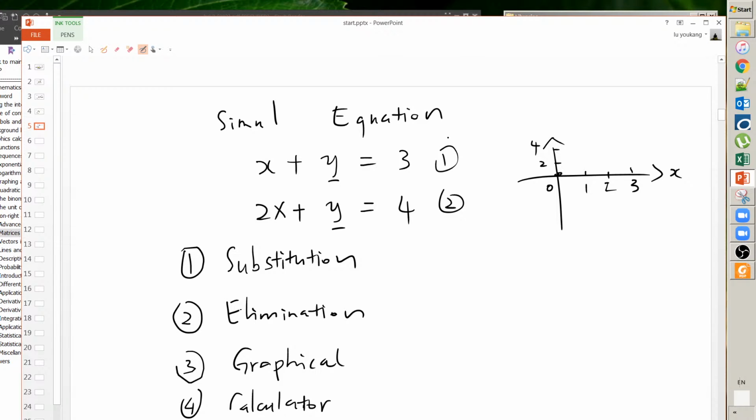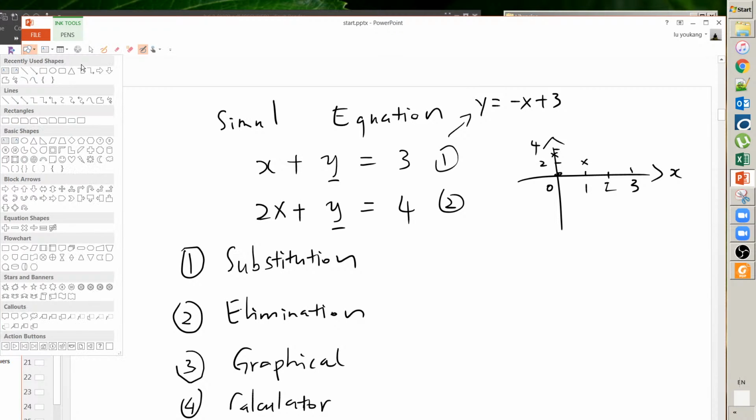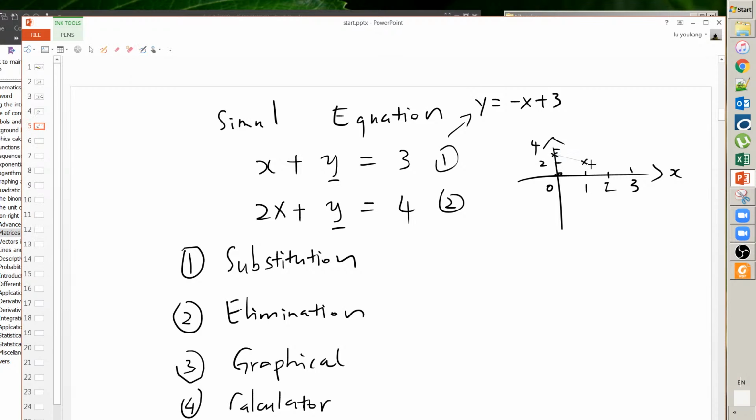This equation, if you change it to y equals minus x plus 3, how do you draw this? When x equals 0, you are supposed to get y equals 3, so it's somewhere here. When x equals 1, your y is 2, so it's here. So with 2 points, you can already draw your equation 1, which is this.